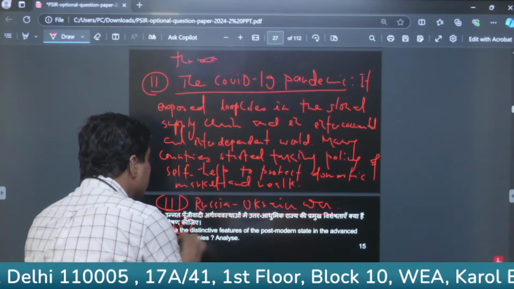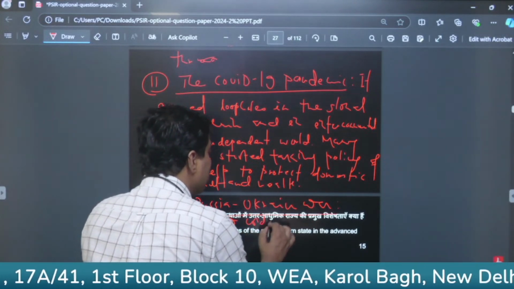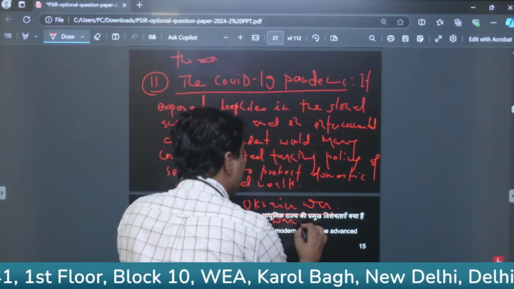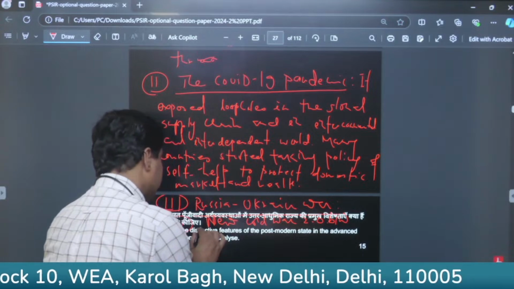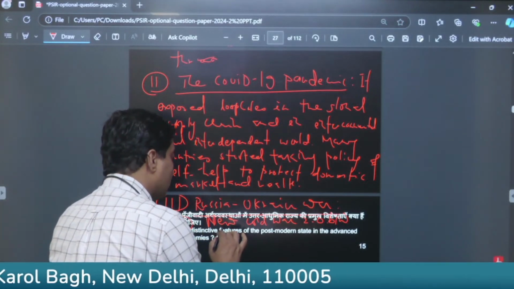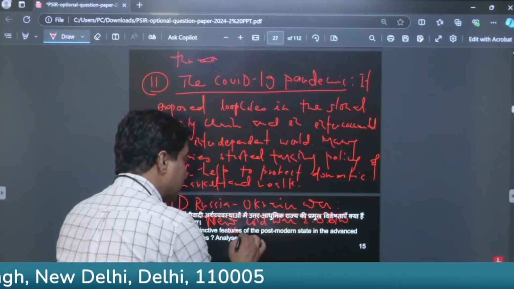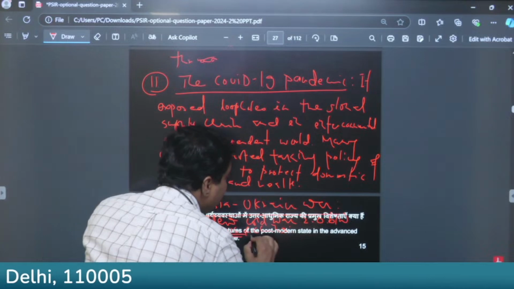Fourth is the new Cold War, Cold War 2.0, between the US and China. Now, the US has put so many sanctions on China.